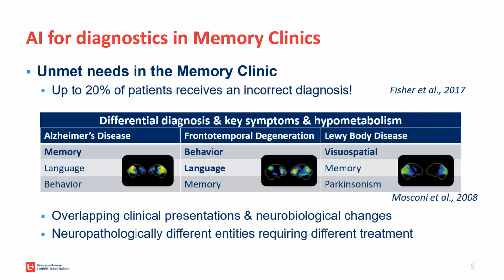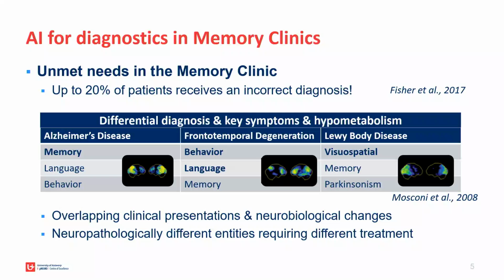In the memory clinic, there are some commonly encountered types of neurodegenerative disease, and I would briefly like to take you through them to explain how it can be that we arrive at the wrong diagnosis so often. So first, there's Alzheimer's disease, which is the most common type of neurodegeneration. This is mainly presenting with memory decline, but patients may also exhibit language disorders or behavioral changes. Next is frontotemporal degeneration. People typically have behavioral changes and language problems, but also sometimes they may suffer from memory decline.